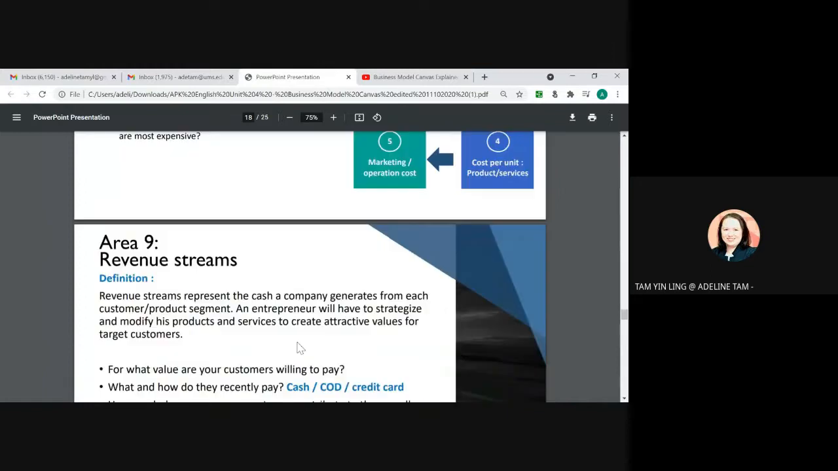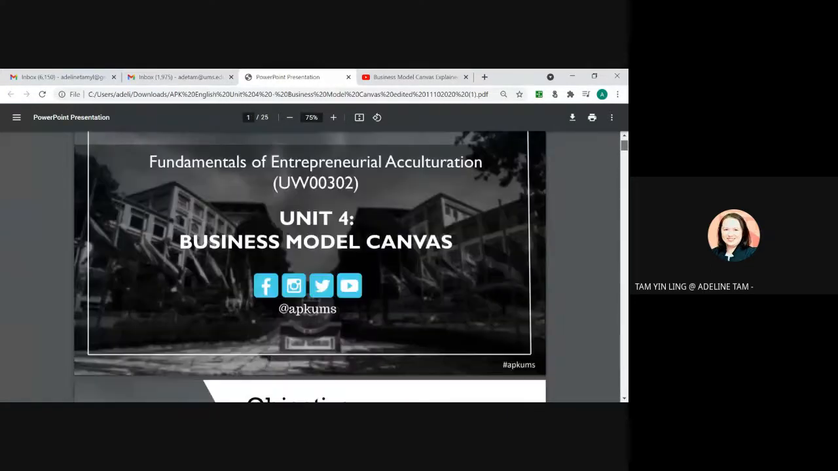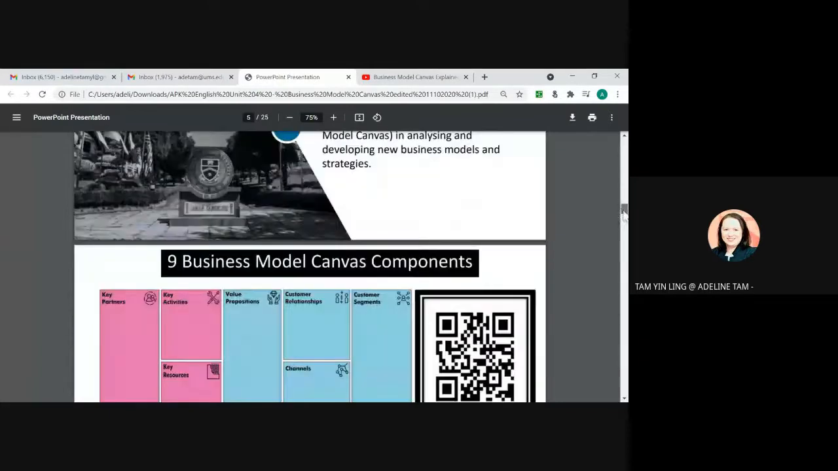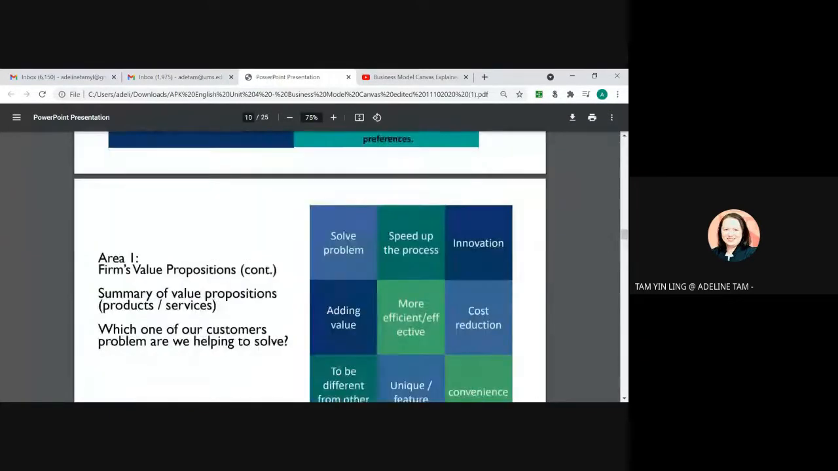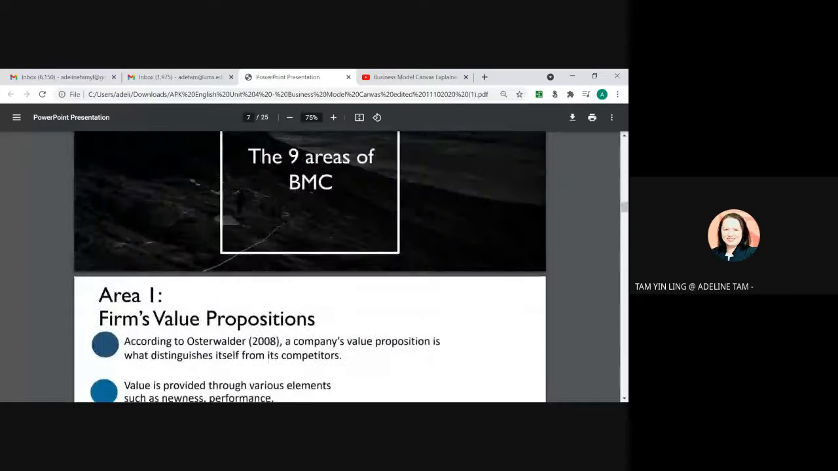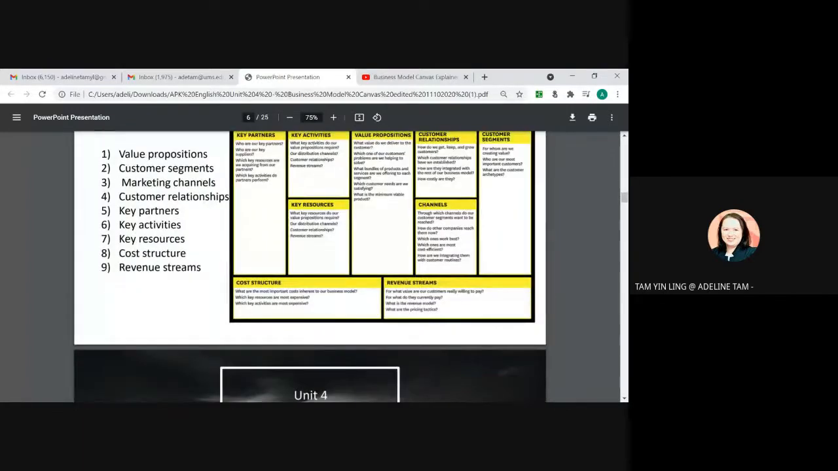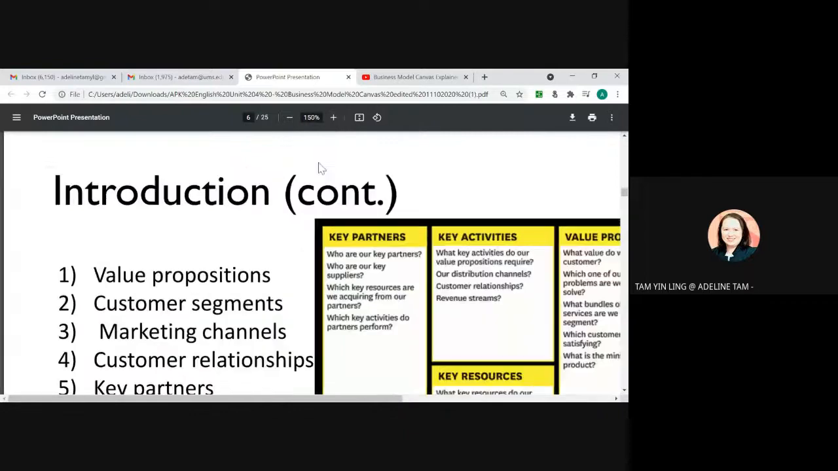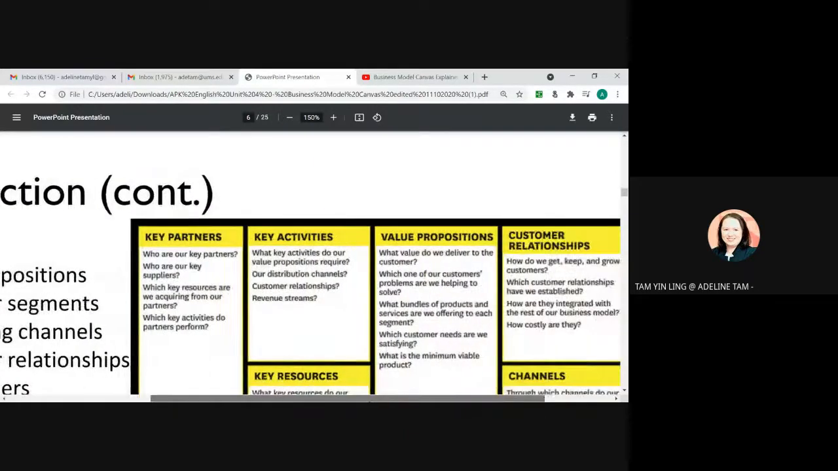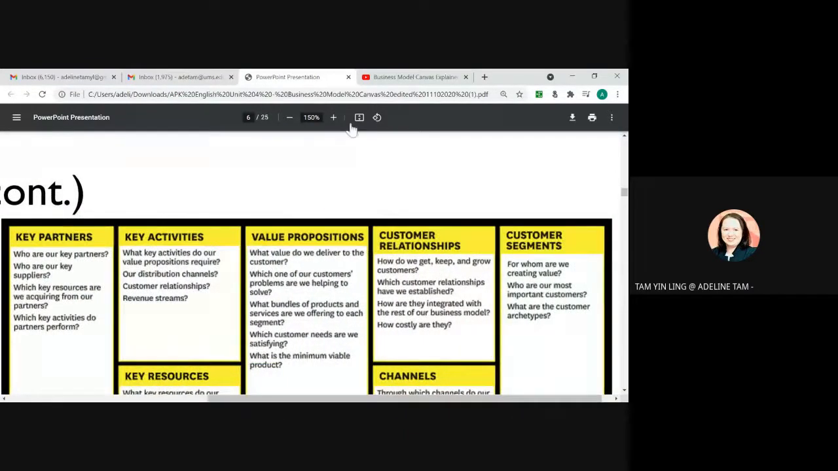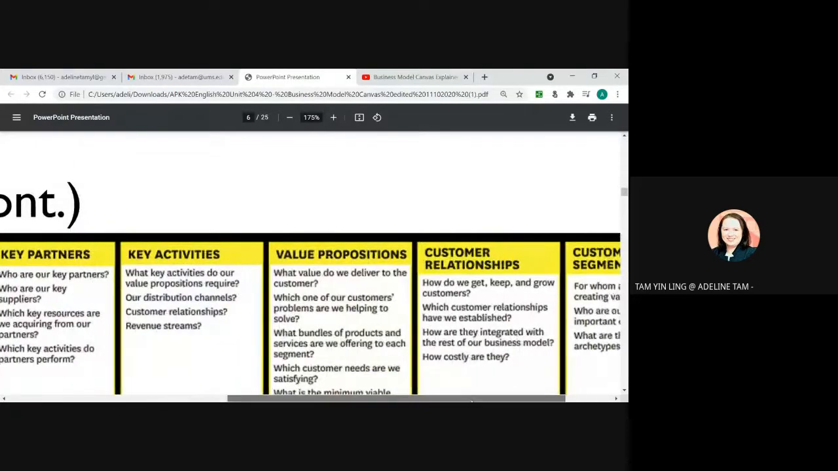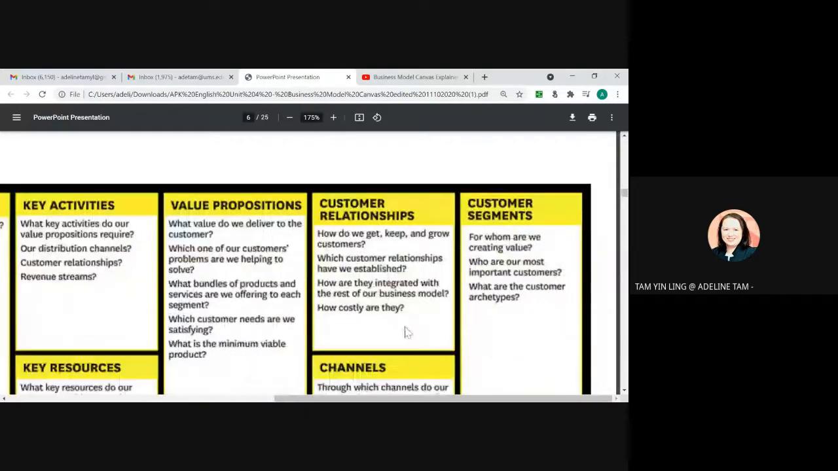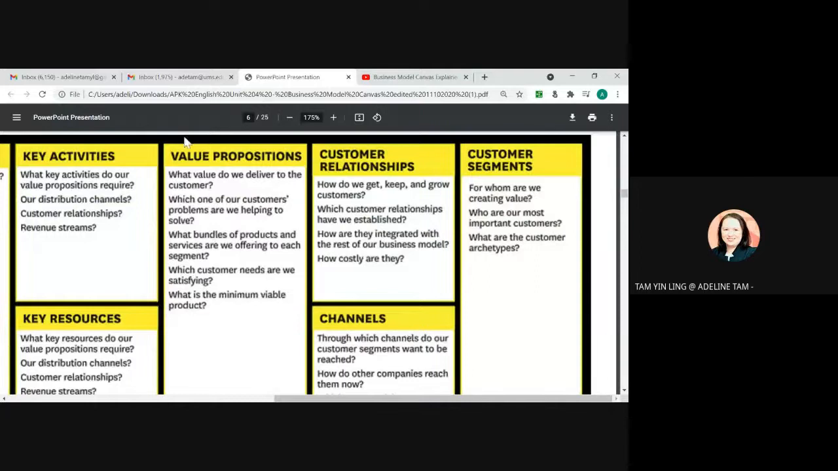So, all right. After you look at the nine areas, let's look at the questions that you have to ask for every one area. Where are the questions? Okay, let me enlarge it. So we start again from the most important. Remember for value proposition, that is, what value do we give?